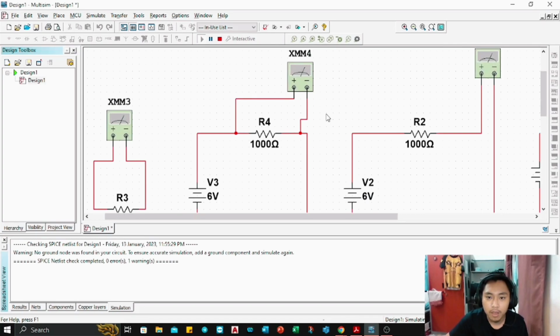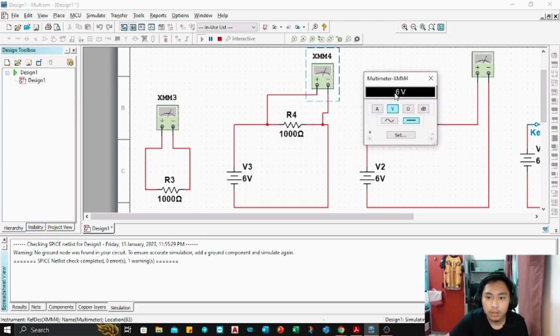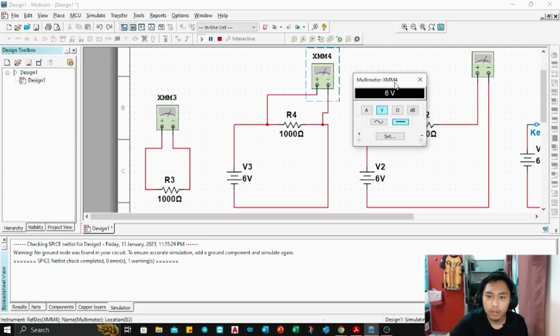And then I will show you how to measure a voltage across a resistance. With this one, set it to voltage, and then we see that the value of the voltage across the resistance is 6 volts. This circuit is how we measure a voltage across a resistance.